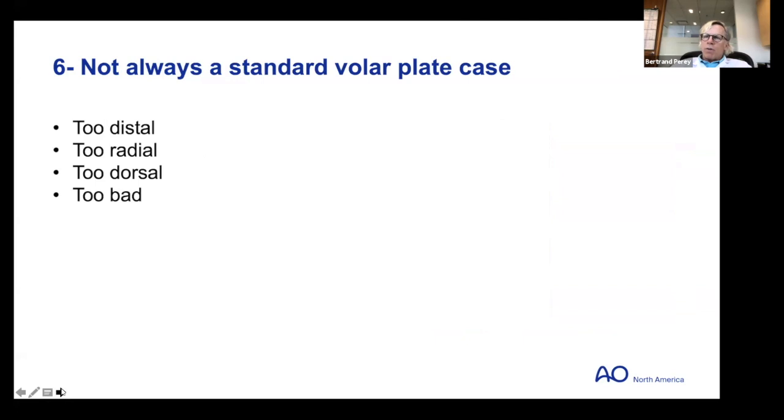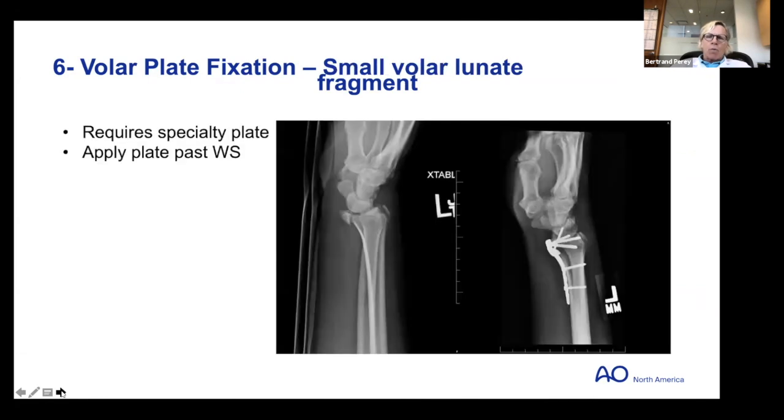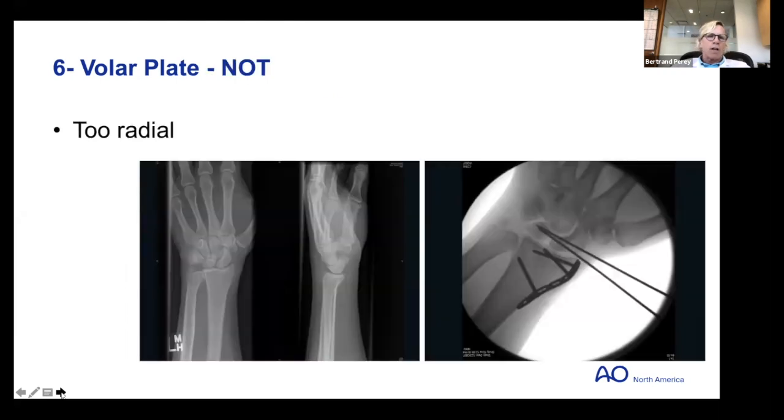There are the 4 twos that I have when a volar plate might not work for your case: 2 distal, 2 radial, 2 dorsal, and 2 bad. Here's an example of 2 distal. Very small lunate facet fragment. We can elaborate on that later, but ultimately usually standard plates don't work for this. Here's another example of a very small facet fragment, and there are plates designed to be placed more distally. Understand that even if they're designed to be placed past the watershed, you may still have to counsel the patient on the need for hardware removal sometime early in the postoperative course.